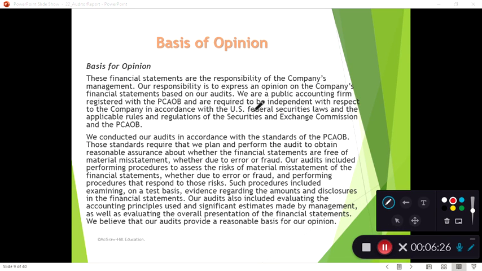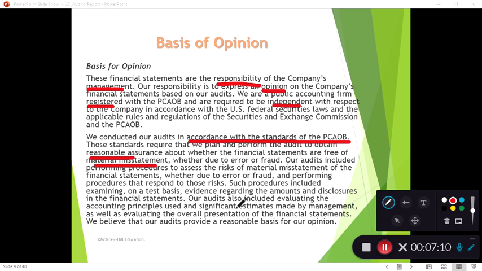Okay, and so then looking, what is the basis for the opinion? Well, so they're going to lay out a few things. Financial statements are responsibility of management, right? The auditor's responsibility is to express an opinion based on what they did. And so it talks about this registration with the PCAOB. They're required to be independent. And how do we conduct the audit in accordance with the standards of the PCAOB? And it talks about, kind of the general process. This is kind of the 6-step process that we've talked about before. Plan and perform the audit to get reasonable assurance, trying to focus on the risk of material misstatement.